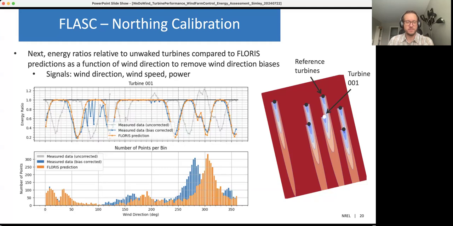to true north. So in blue here are the energy ratios with an offset applied, where we have the highest correlation with the Flores predicted energy ratios. So we can do this for each turbine or just the turbines we're interested in, and then have wind directions that we feel are calibrated to true north and we can use in the rest of the analysis.